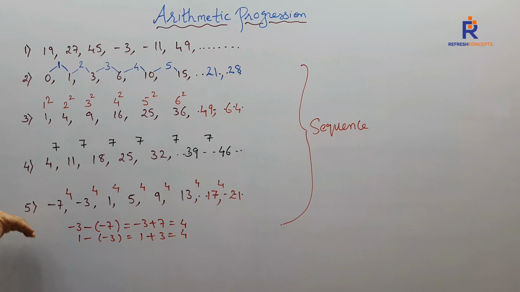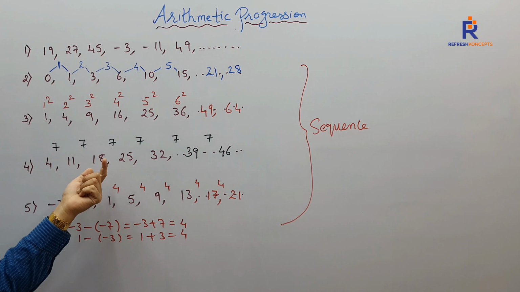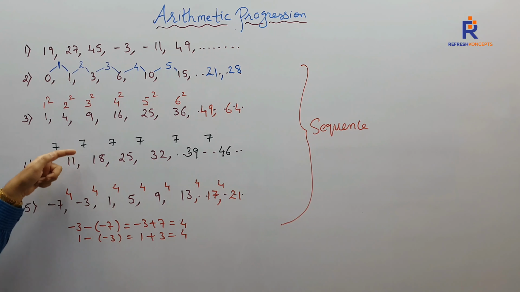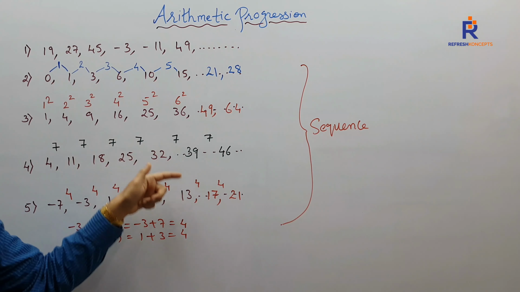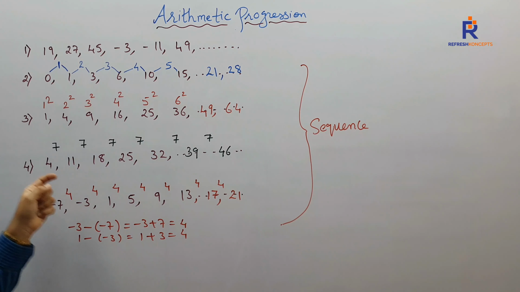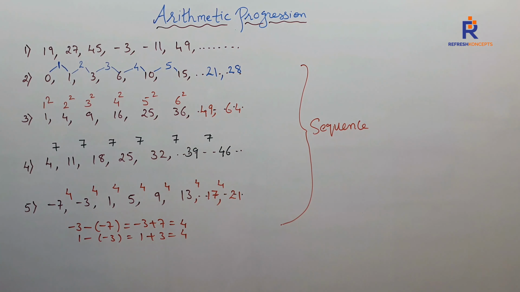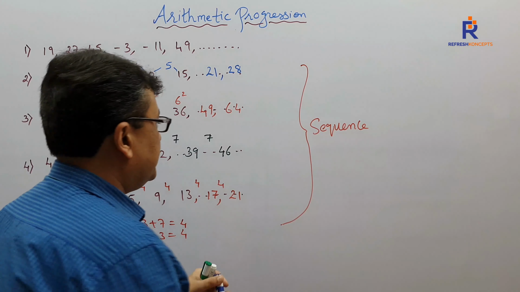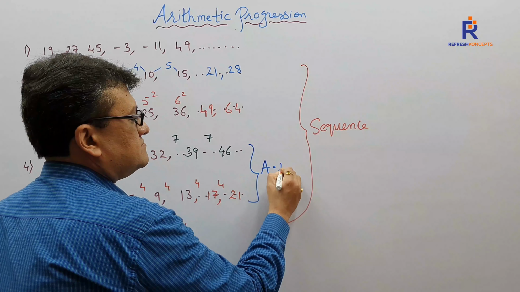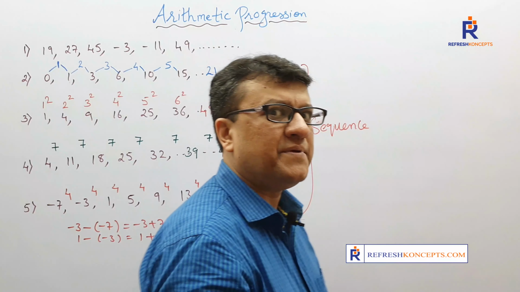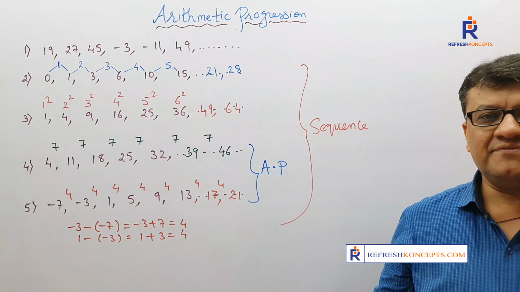But within 2 to 5, if you look at 4 and 5 to be very specific, the difference between the consecutive terms, that is second minus first, third minus second, fourth minus third, turns out to be equal, or in our language we say constant. Here the difference was 7 throughout, here the difference is 4 throughout. Mind you, fourth and fifth are also sequences, but they are termed as AP.